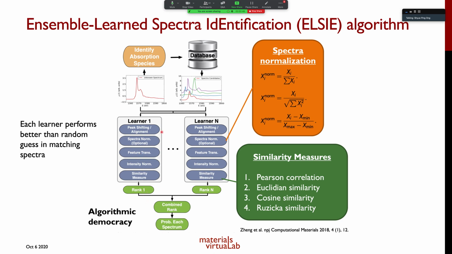In ensemble learning, what we do is essentially perform an algorithmic form of democracy. We take each of the predictions. For example, learner 1 may say that this looks most like vanadium in V2O5. Learner 2 may say this looks like vanadium in VO2, and so on and so forth. Essentially, at the end, we ask all of them to vote on an outcome, and we combine the votes in a way that lets us assign a probability to each spectrum.